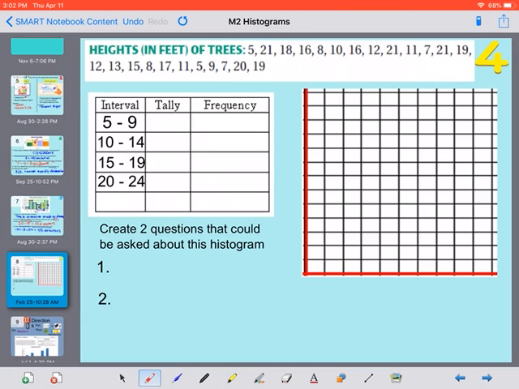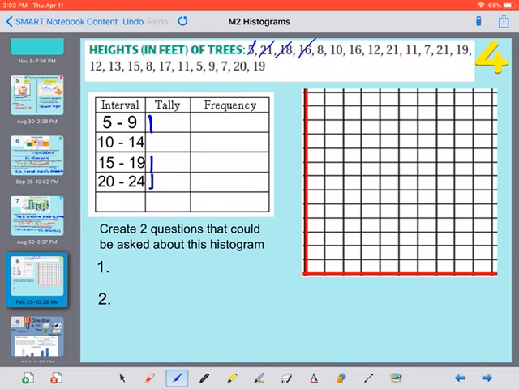All right, this last one's a little bit more challenging because we're going to have to make the histogram ourselves. So we are looking at height in feet of trees. So a tree might be 5 feet tall, 21 feet tall, 18 feet tall, and so on. So we are going to look at each interval and tally up how many trees fall in the range of 5 to 9 feet. How many trees are 10 to 14 feet tall. So I'm going to cross them off as we go. 5 feet is right here. 21 feet is in this range. 18 feet is in this range.